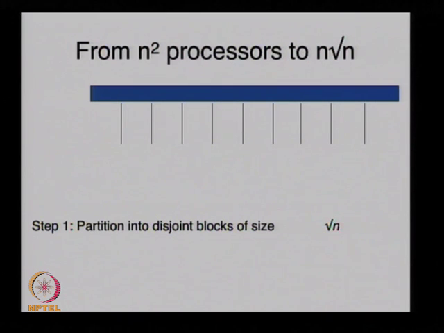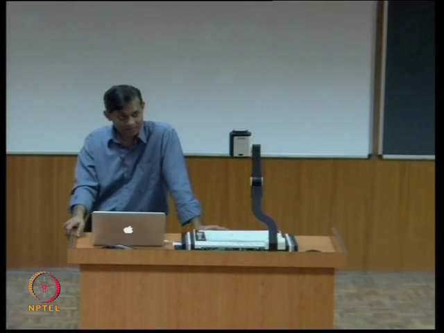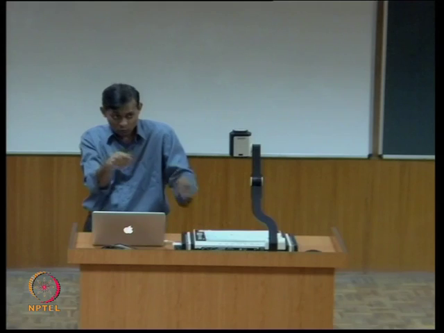If I break the list into root n size blocks, root n of them, what can we do with it? We can use the previous algorithm and pick the minimum of each block. If we apply the previous algorithm on each of these blocks, how long would it take on each block? Order 1 time, order n work, because root n is the size, the square of root n is the work, which is n.